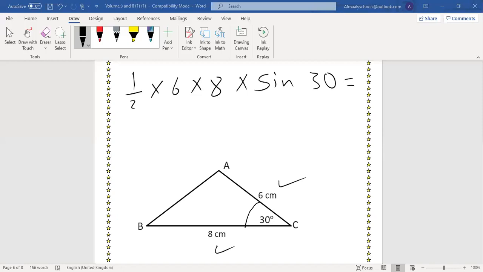If it's 24, 12. 12 or 24? 12. 12, you are true. 12. So, how do we find that it's 12? Your answer 12 is true.